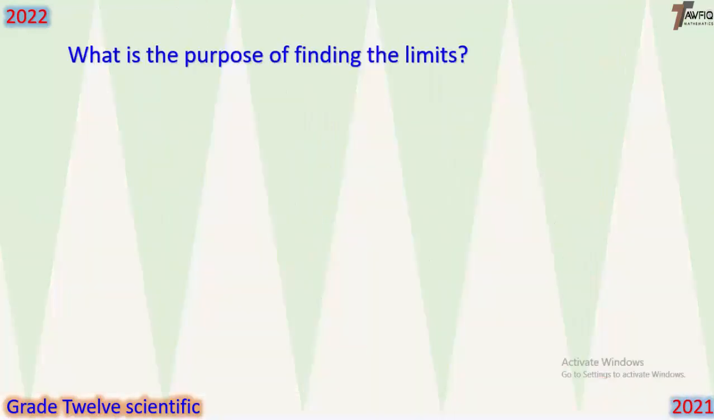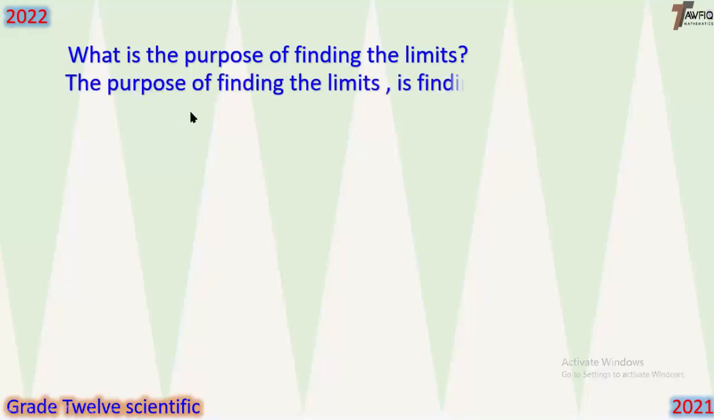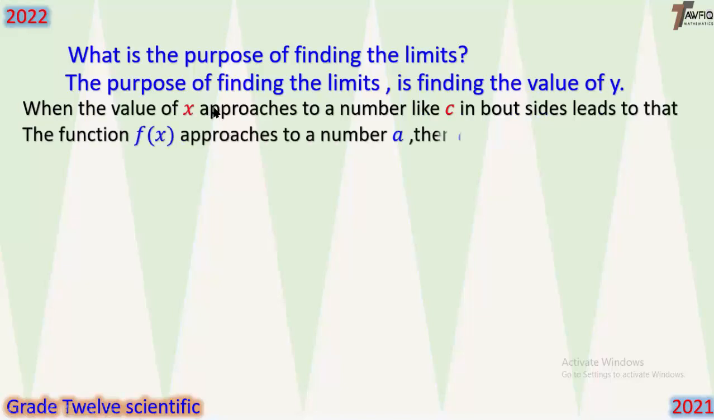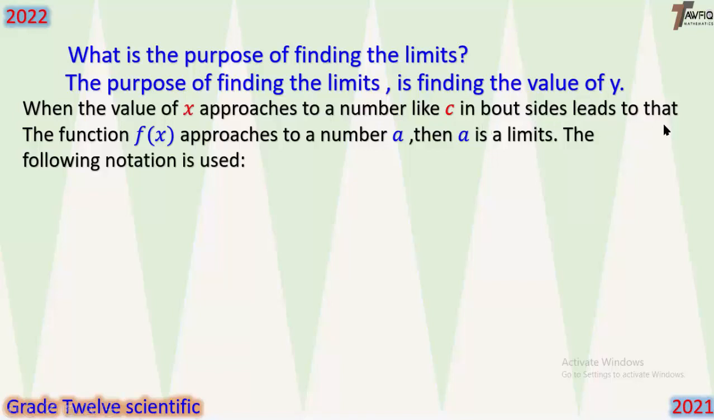What is the purpose of finding limits? The purpose of finding limits is finding the value of y. That means every time you need to find a limit, you must search for the value of y. And now, what is the limit? When the value of x approaches a number c from both sides, and this leads to the function f(x) approaching a number a, then a is the limit. The following notation is used: limit as x approaches c of f(x) equals a.